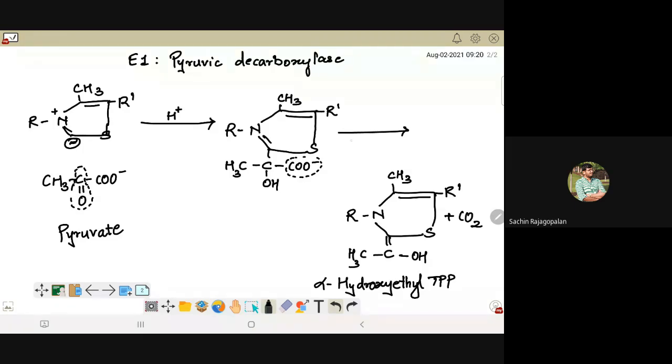Okay, the enzyme which is doing this is pyruvate decarboxylase. You will write the full form. I'm just writing the short form over here because you are removing the carboxyl group as carbon dioxide in this process, and you are forming hydroxyethyl TPP. Is that very clear to all of you till this point? Any questions?